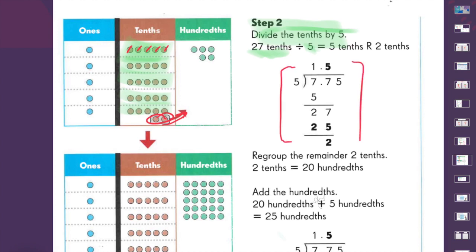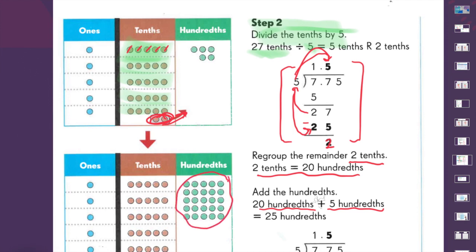Now let's look and see what's happening there mathematically. 27 divided into 5 equal groups gave us 5 in each group. And so 5 times 5 is 25. 27 minus 25 is 2. We have those 2 tenths left over that we need to regroup into the hundredths. Now those 2 tenths, when we regroup the 2 tenths, we get 20 hundredths. So the 20 hundredths added with the 5 hundredths that were already there give us 25 hundredths.